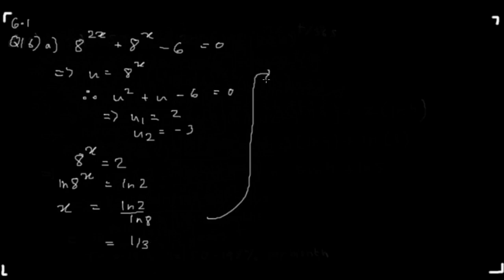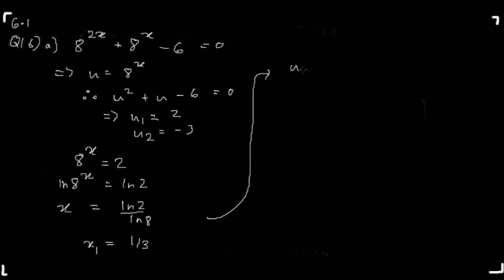Now, for the first case, u is equal to 8^x. So for u equals 2, 8^x is equal to 2. Now we're going to take ln: x ln 8 equals ln 2. So then x equals ln 2 over ln 8, which is equal to 1 by 3. So this is the answer, x1.